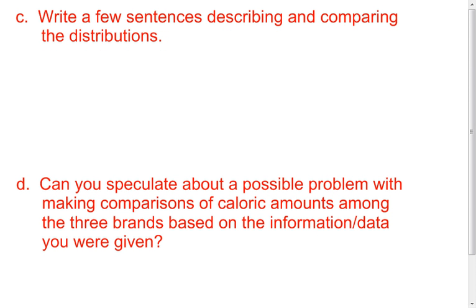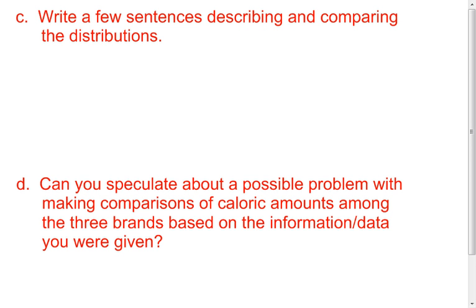Now it says write a few sentences that describe and compare the distributions. Okay? So there's not necessarily a right or a wrong answer here, but some things, again, that you can talk about are center, shape, spread, and if there's any unusual data or outliers. Those are 4 things that you should address anytime you describe distributions: center, shape, spread, and outliers.